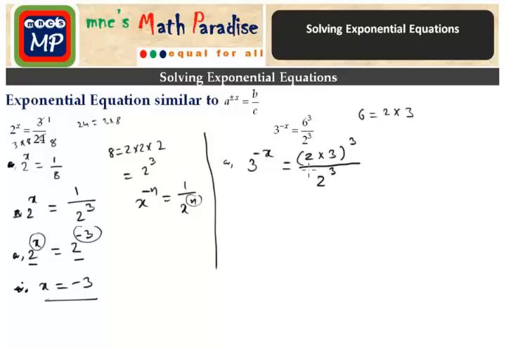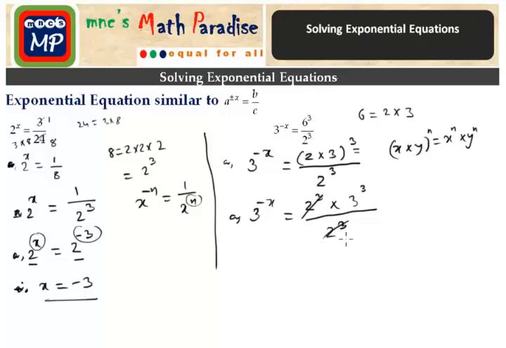Now in (2 times 3) to the power 3, the power 3 applies to both 2 and 3, because if we distribute that power using the formula (x times y) to the power n equals x to the power n times y to the power n, we will get 2 to the power 3 times 3 to the power 3, divided by 2 to the power 3. So we can cancel 2 to the power 3 from both numerator and denominator. So we are getting 3 to the power minus x equals 3 to the power 3.